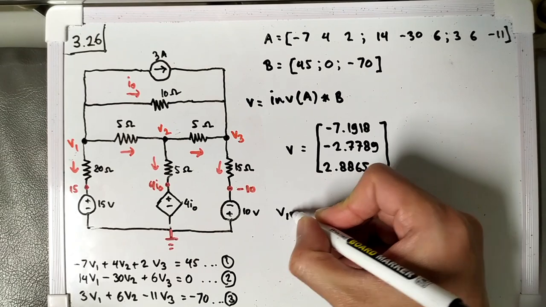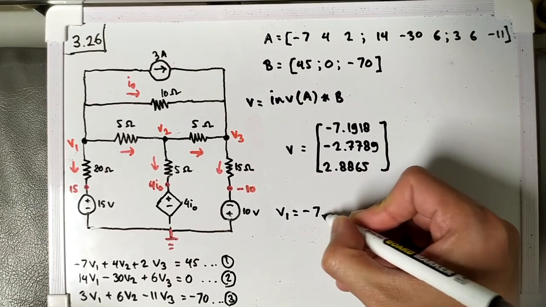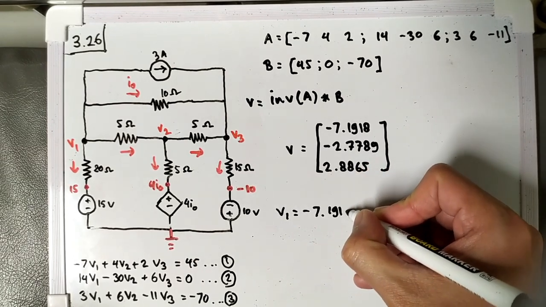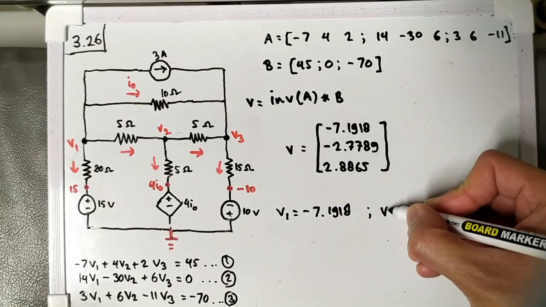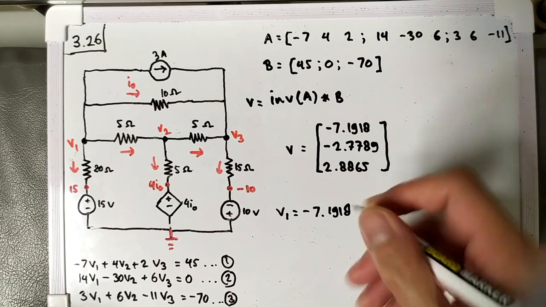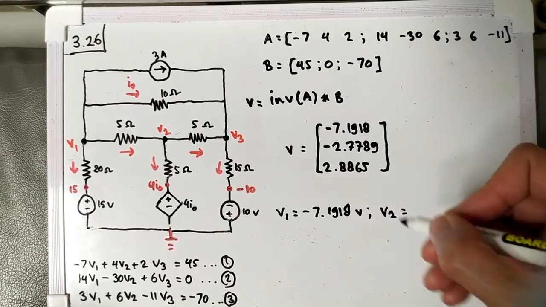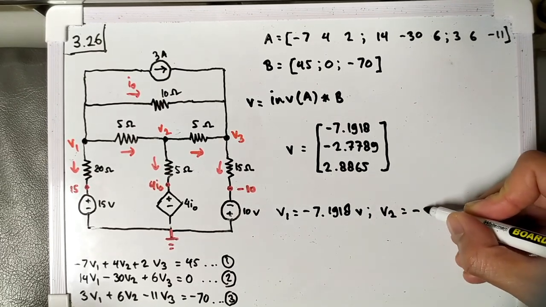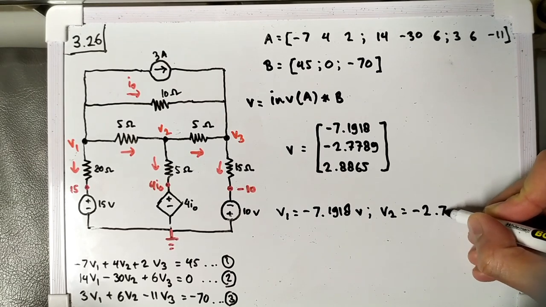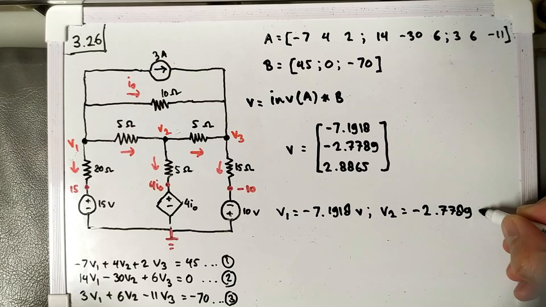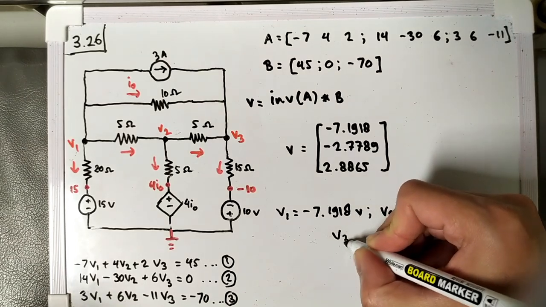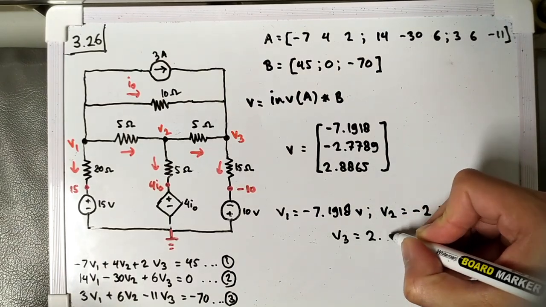So we can write the final result. This is for V1, and V2, the unit is volts. So this one is minus 2.7789, and then for V3 it's 2.8865.